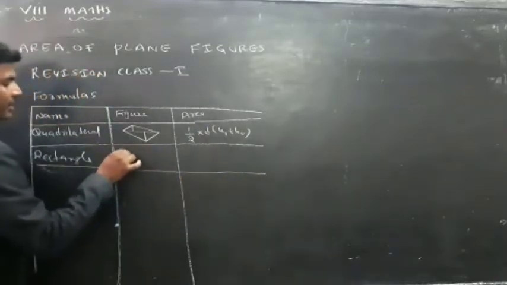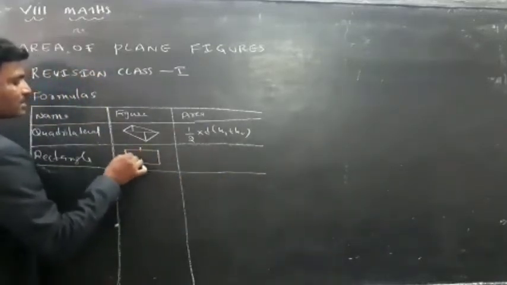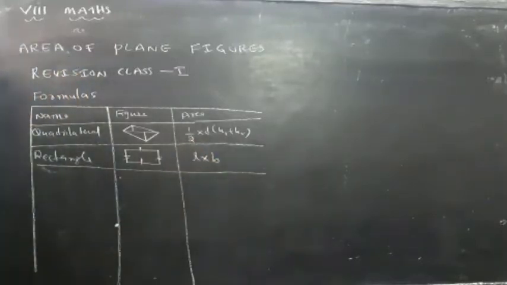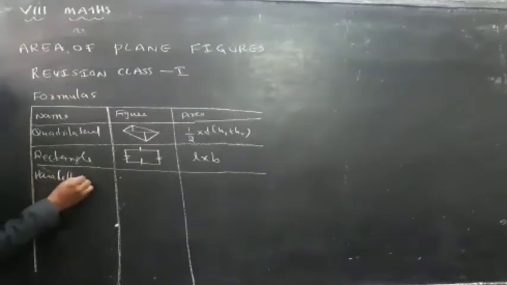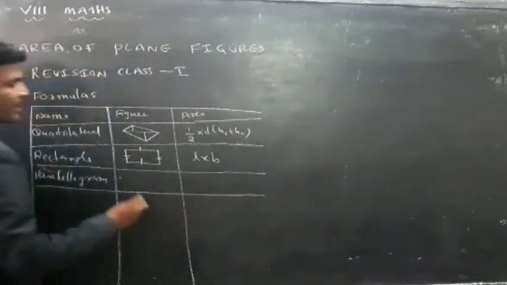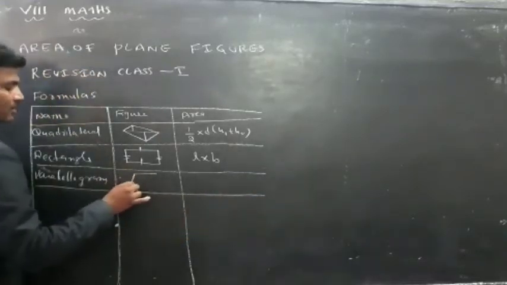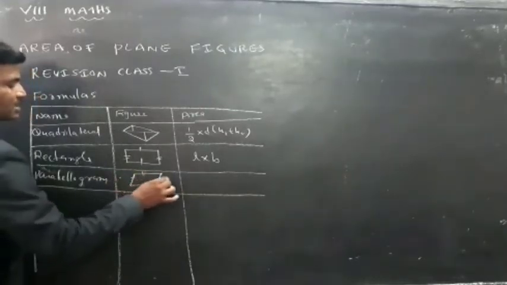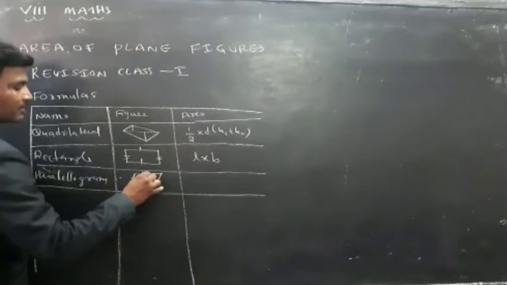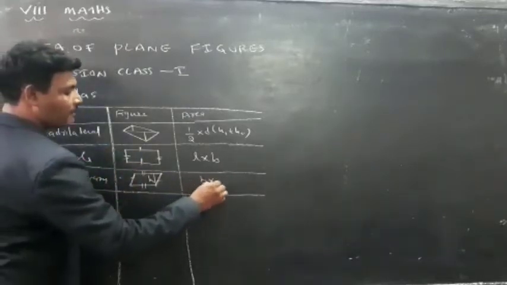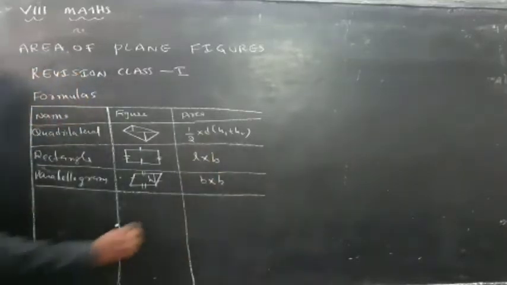We know in a rectangle the lengths of opposite sides are equal. Area of the rectangle formula: length into breadth. Next, parallelogram. To find the area, what is the parallelogram? In a parallelogram also, the lengths of opposite sides are equal, and this is nothing but the perpendicular height. Area of the parallelogram is nothing but base into height, b h.